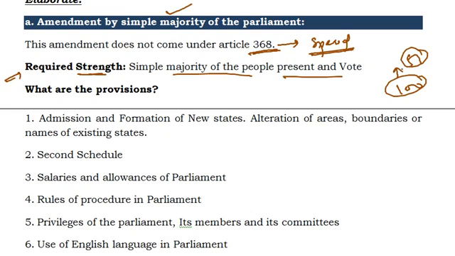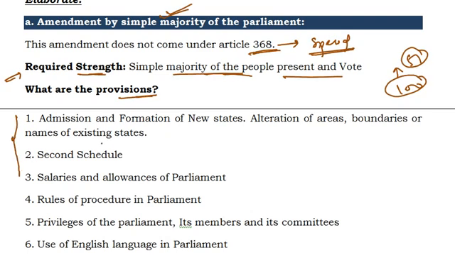You do not think about the total strength, you do not think about the states, and you do not think about other things. Only the total number of people present in the parliament on that particular day. Out of that, if the majority supports the bill, then we say that the bill is amended. So for what kind of things is this simple majority required? What can be amended by the simple majority?